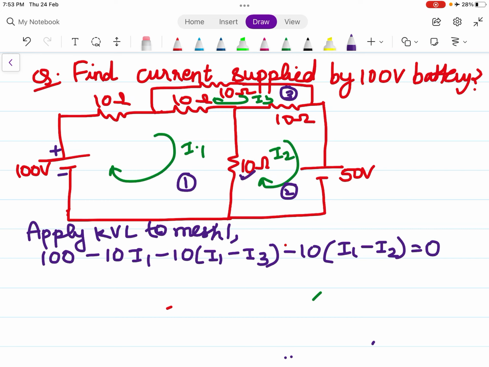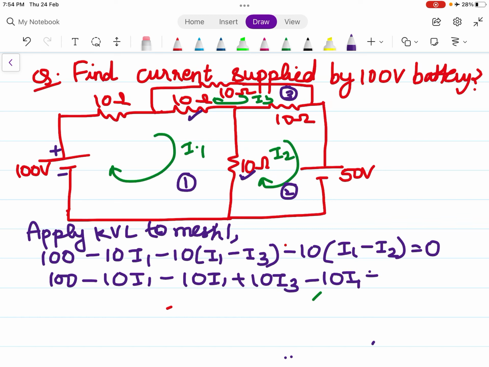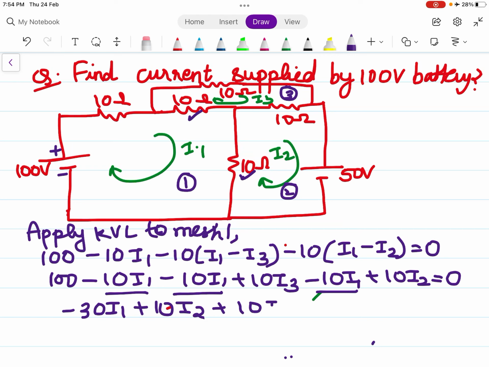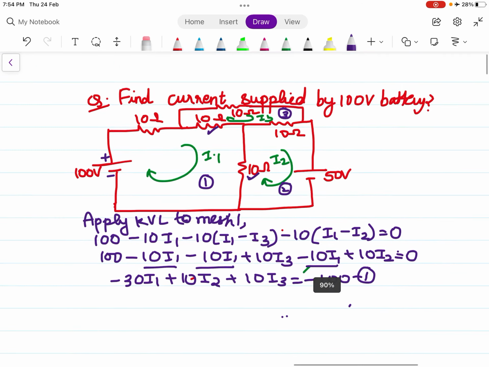For this, I1 is greater because we are applying KVL on mesh 1. So current I1 is greater than I2, and again I1 is greater than I3, so I1 minus I3. 100 minus 10 I1 minus 10 I1 plus 10 I3 minus 10 I1 plus 10 I2 equal to 0. So collect the I1 terms. Minus 30 I1 plus 10 I2 plus 10 I3 equal to minus 100, equation number 1.